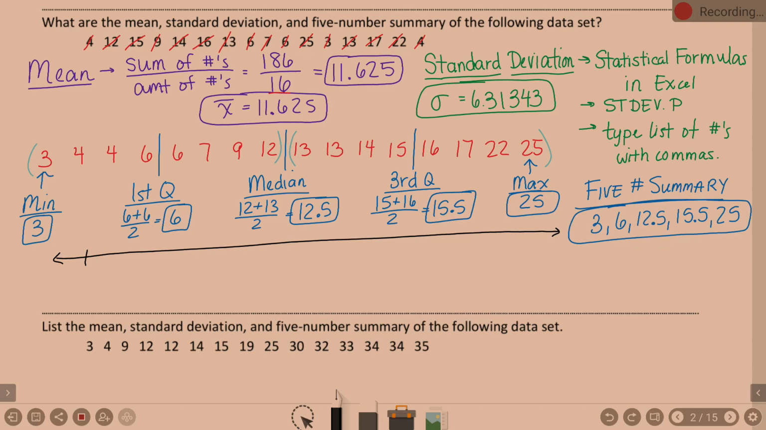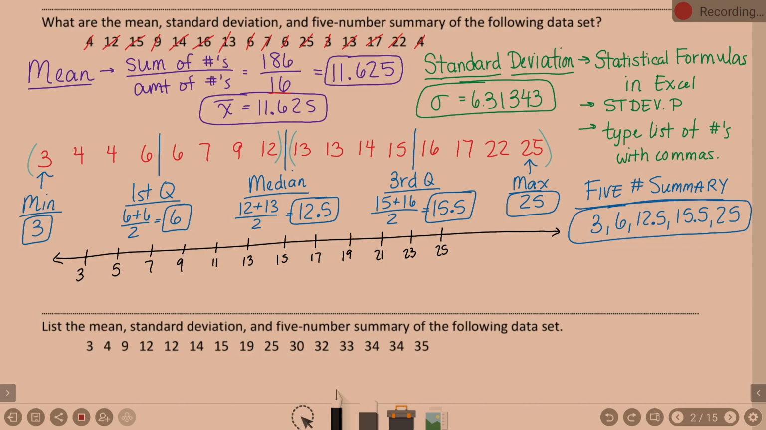So 3, 5, 7, 9, 11, 13, 15, 17, 19, 21, 23, 25. Okay?